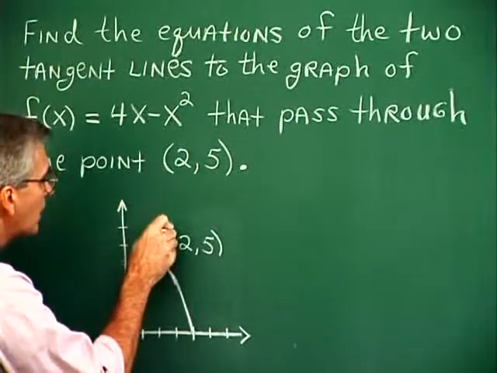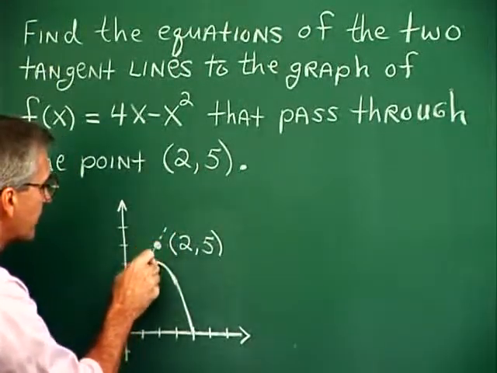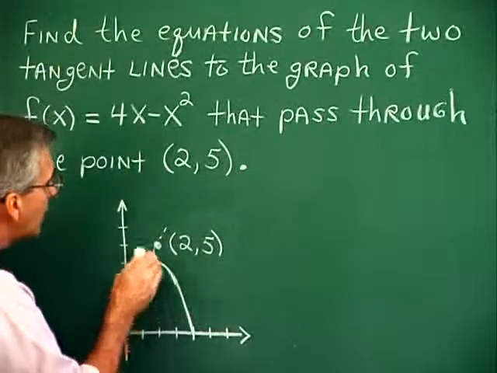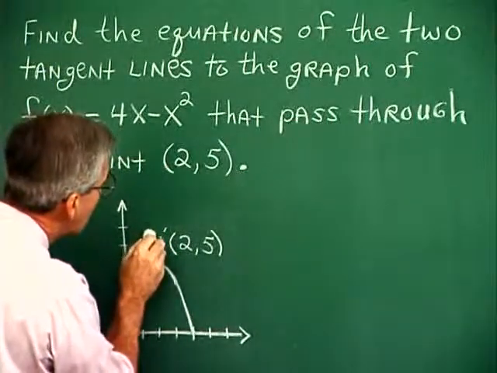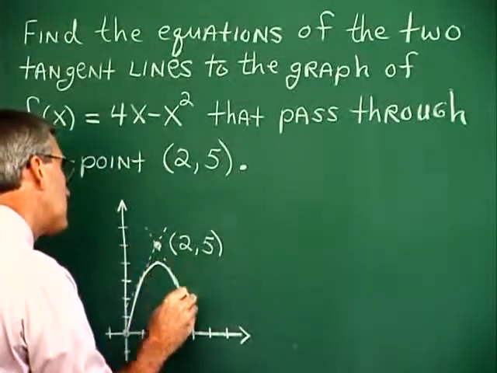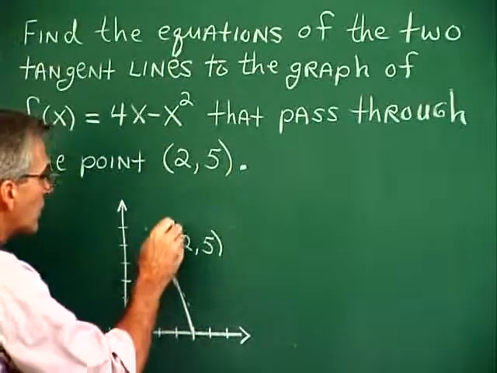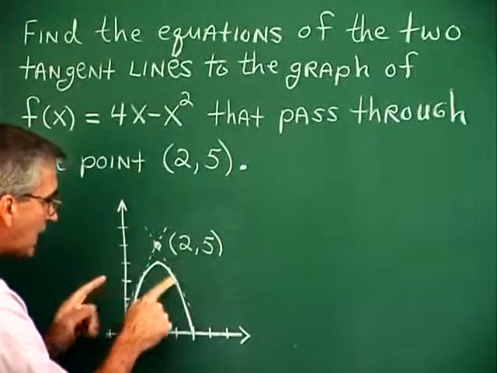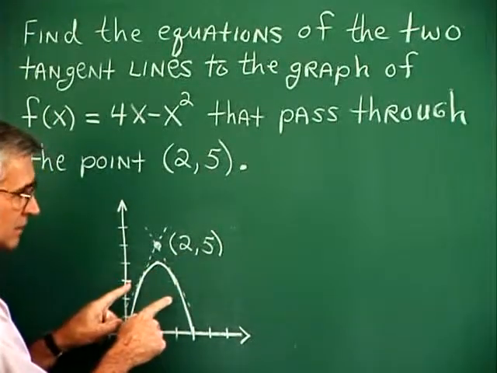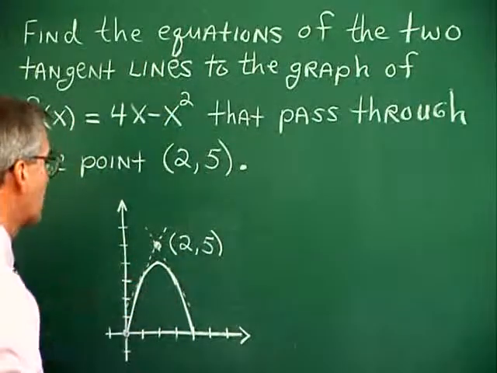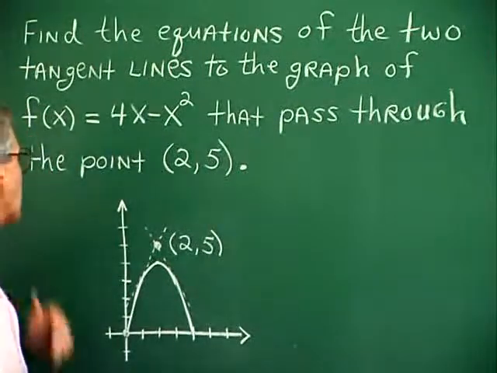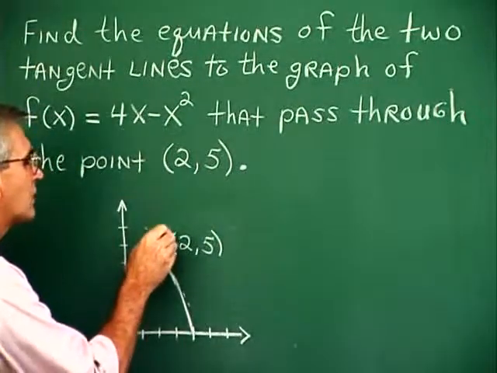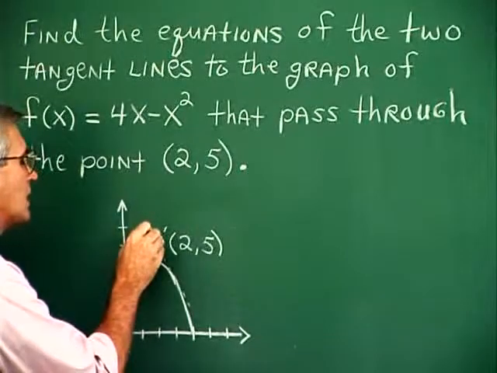So we've got one of those lines right here, and we've got another line over here like that. So there are two such lines that go through that point and are tangent to this graph. Now we want the equations of those lines. Wow, it's an awful lot of things to take care of all at one time, it seems like.